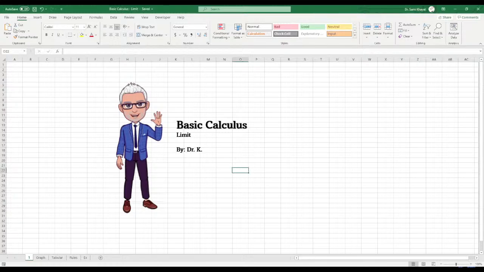Today, in our lesson about basic calculus, we will talk about limits. This will be a series of lectures about basic calculus. We will talk about limits today, and maybe next week we will talk about derivatives, and then after that, integration.